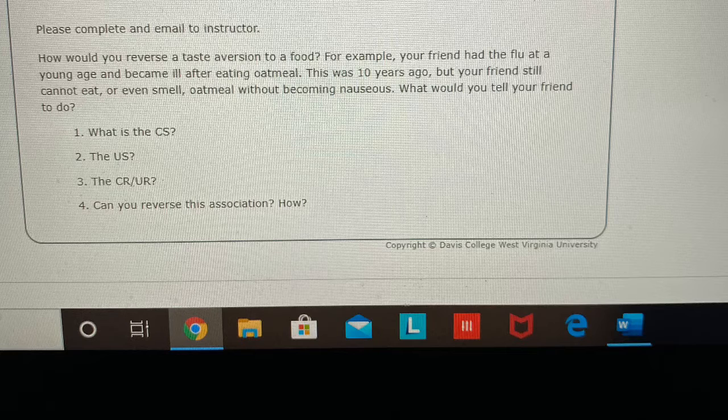Activity. Please complete an email to instructor. How would you reverse a taste aversion to a food? For example, your friend had the flu at a young age and became ill after eating oatmeal. This was 10 years ago, but your friend still cannot eat or even smell oatmeal without becoming nauseous. What would you tell your friend to do? 1. What is the CS? 2. The US? 3. The CR/UR? 4. Can you reverse this association and how?